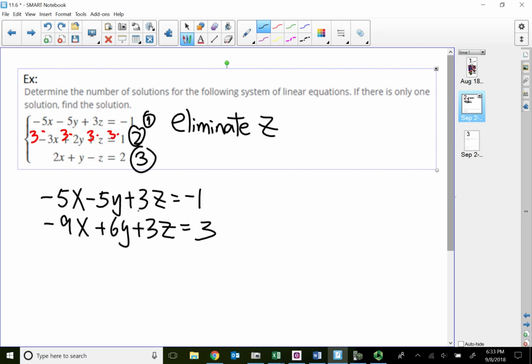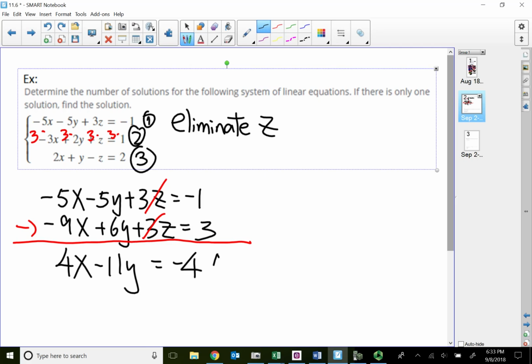So now, since my z has the same sign, we will subtract. So I'm going to take my top, subtract the bottom, okay? Negative 5 subtract negative 9. In your calculator, it should be 4x. Negative 5 subtract a 6 is negative 11y. 3z minus 3z cancels out. Negative 1 minus 3, negative 4. So this is going to be my new equation number 1. All right. So that was me picking first and second.